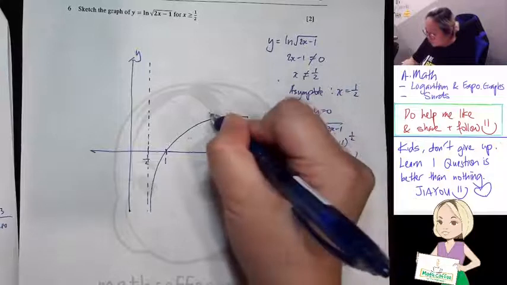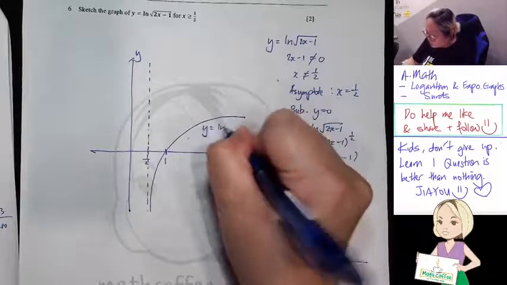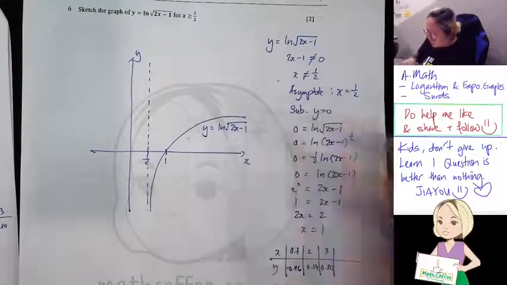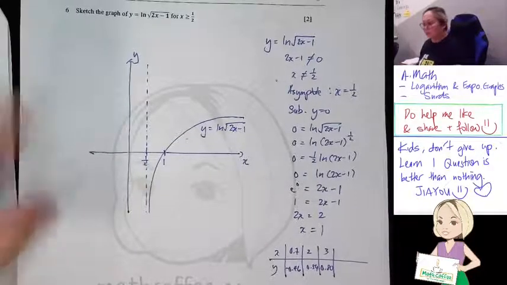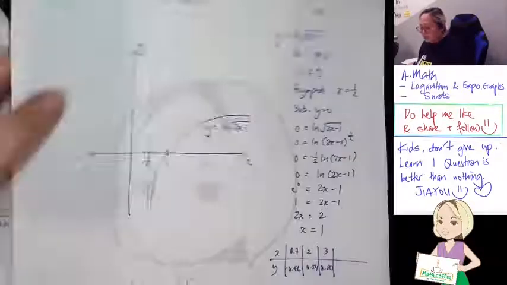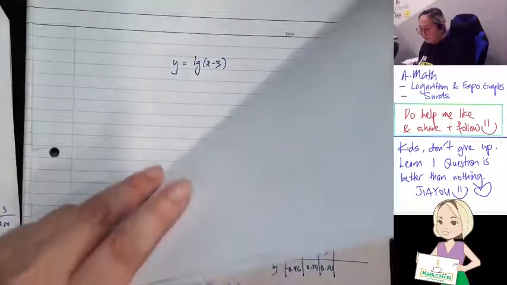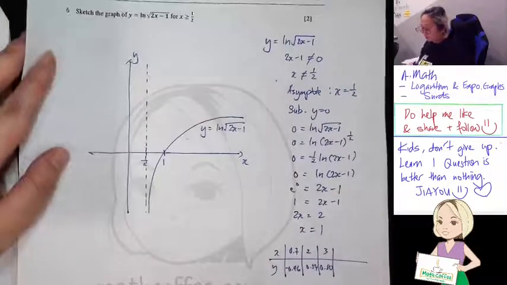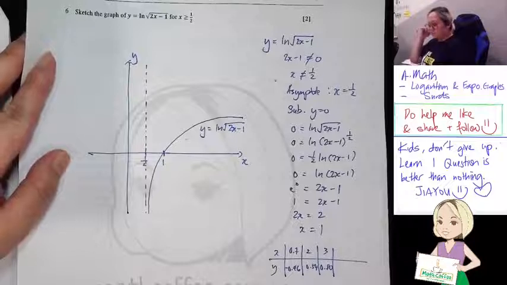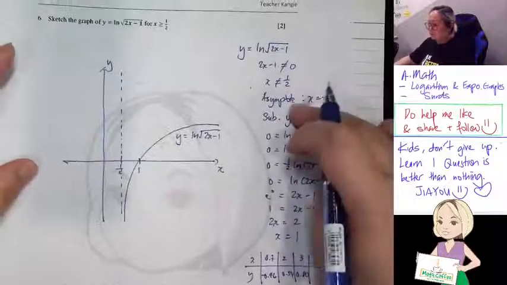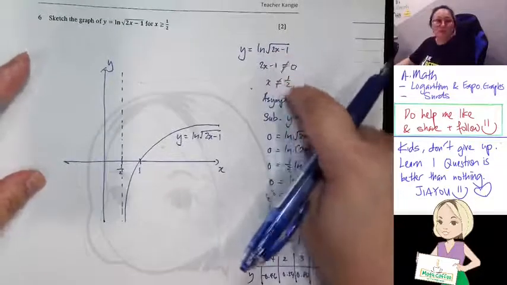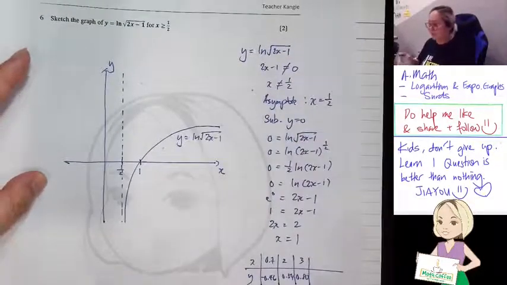So I forgot to label. This is y equals ln square root 2x minus 1. Okay? So, just now I mentioned that my teacher always uses tangent. For a logarithm graph? No, for a logarithm graph you always find the asymptote by finding what cannot be 0, and then find the x-intercept.